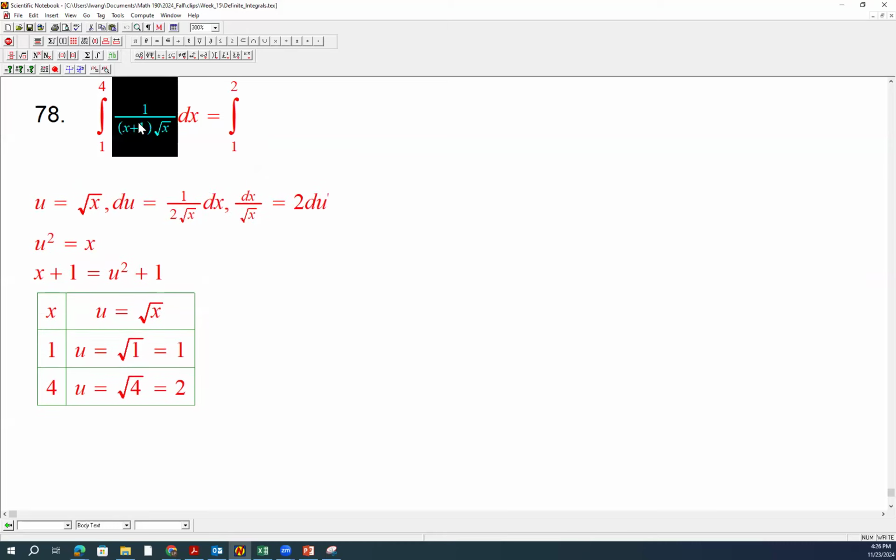Now let's see what's under. dx over root x is 2 times du. So we get 2 times du, so that part was taken care of. And how about the other part? Well, x plus 1 is u squared plus 1, so u squared plus 1 under 1. If we bring the 2 outside, we're almost there. So we get 2 times arctan of u evaluated at lower limit 1, upper limit 2.